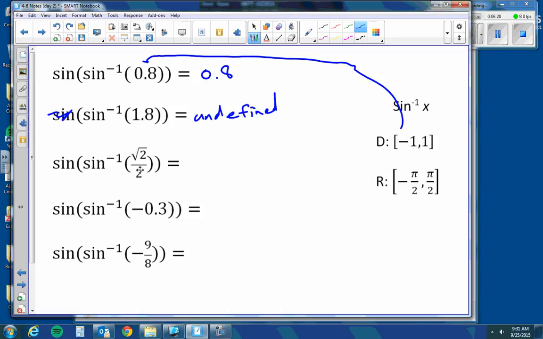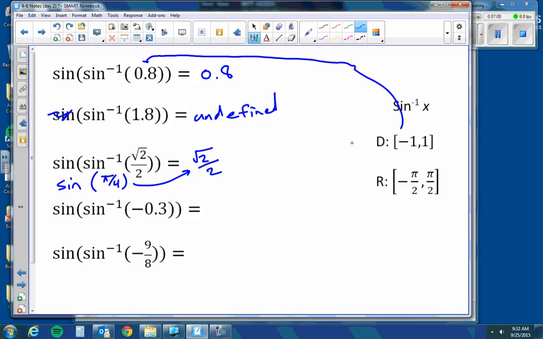What about the next one? Is square root of 2 over 2 less than 1? Yeah, so it just cancels. This, of course, you could have actually worked through the problem. It is inverse sine of square root of 2 over 2. It's in the middle of the first quadrant, pi over 4. So you say, oh, well, that gives you pi over 4. And then sine of pi over 4 is square root of 2 over 2. You could do that work. Same answer, but once again, up here you couldn't.